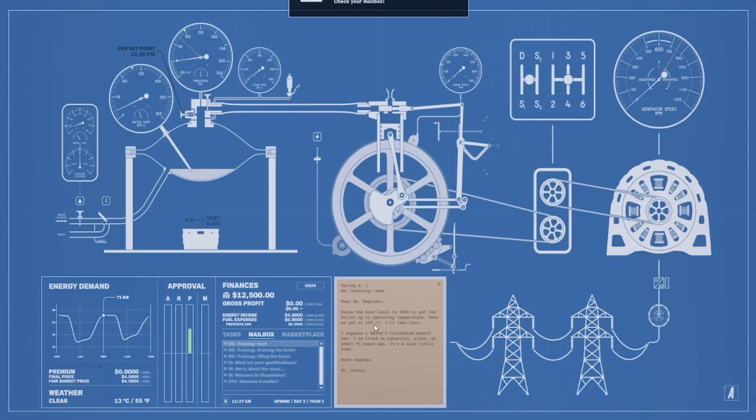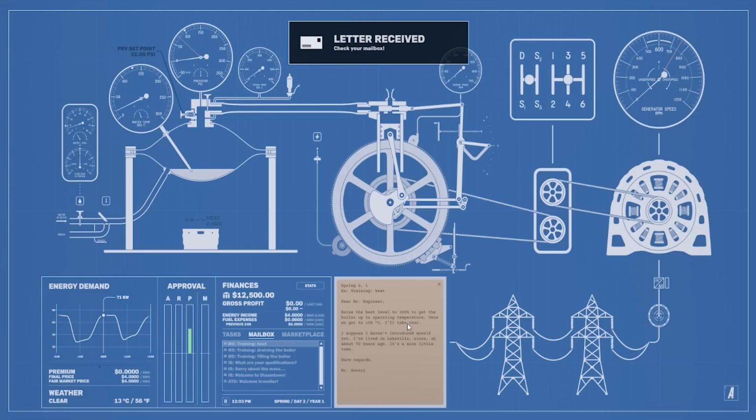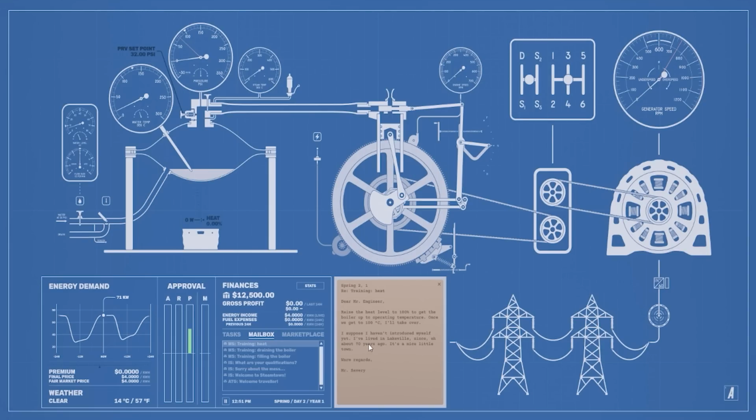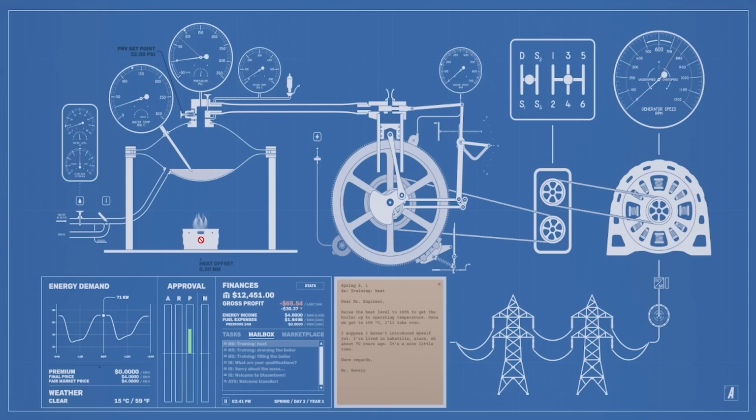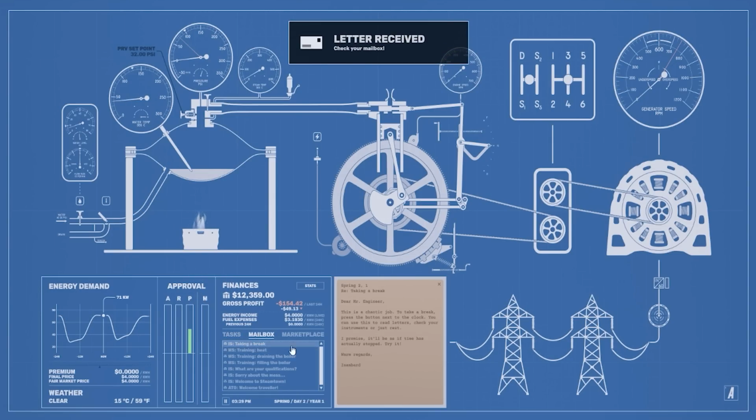Alright. So, raise the heat level to 100%, so the boiler operating temperature is to 100 degrees C. That'll take over. Okay. So I haven't introduced myself. I've lived in Lakeville since about 70 years ago. Nice little town, warm regards. Right. Max temp. And we can see now money is going down because we are basically paying for our fuel. There's also a heat offset. Interesting. Start boiler. Start boiling water.